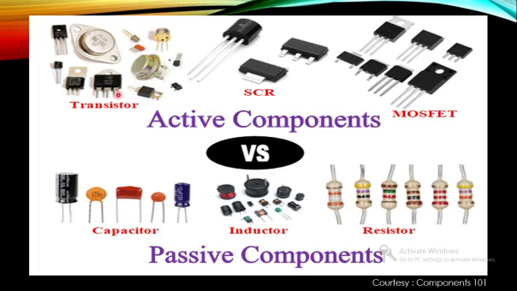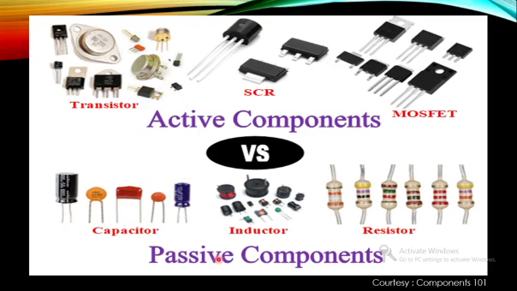Among active components, you can see transistors, silicon controlled rectifiers, and MOSFETs, while the passive components include capacitors, inductors and resistors. So what do you feel is the difference between active and passive components? Any guess on that? Yes, have you heard of transistors? Transistors are those which can amplify a voltage or a current given to the system. So it is like a source of power over there.